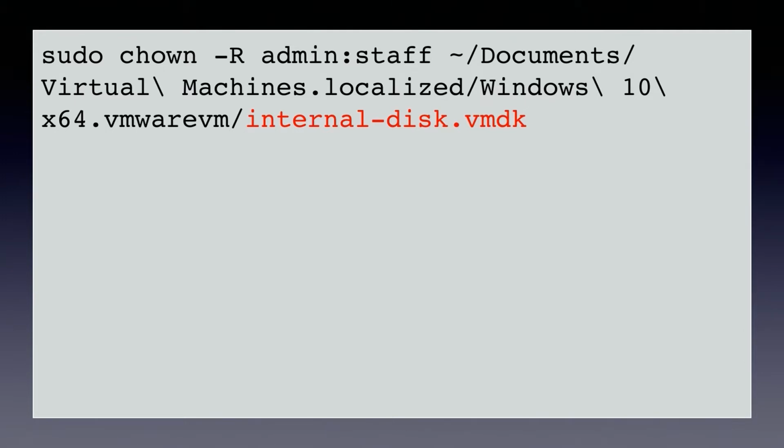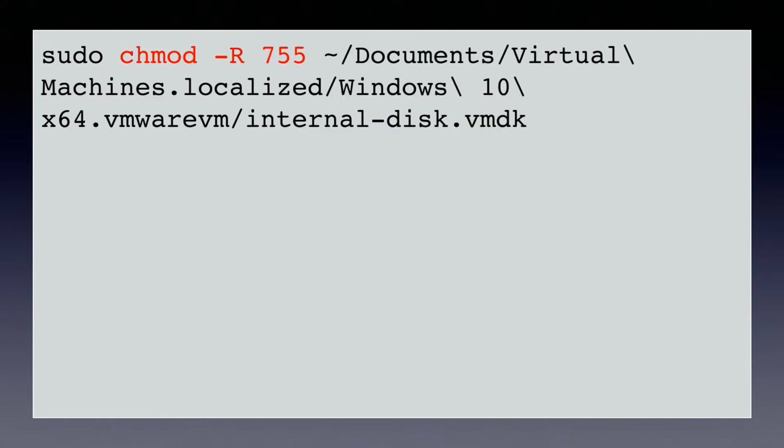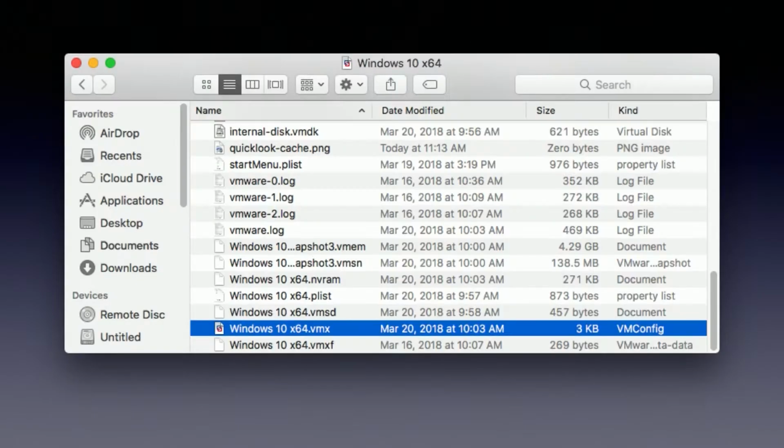So we just have to change the ownership on that to admin and staff. Change it to 755, same thing, we're doing it to that actual disk container. And then once that is done, so that's kind of the initial prep, then inside of that folder as well, you'll find this .vmx file, and this just contains more information for VMware.